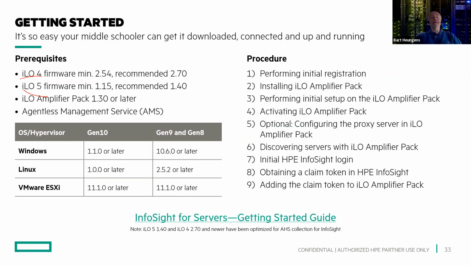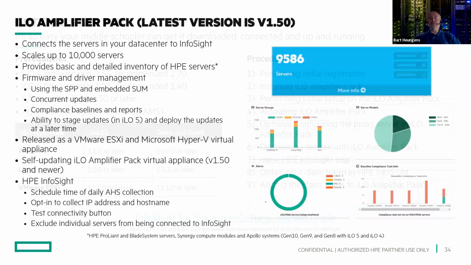I need ILO 5. I need ILO amplifier pack 1.30. There is meanwhile already a newer version, of course. And then the operating system. There's an agentless management service, which is, by the way, by default installed. But it needs to have an initial minimum version as well. Okay, and that's it. These are the steps that you need to do. It takes 15 minutes in total, and it's all well explained on my blog or in that getting started guide.